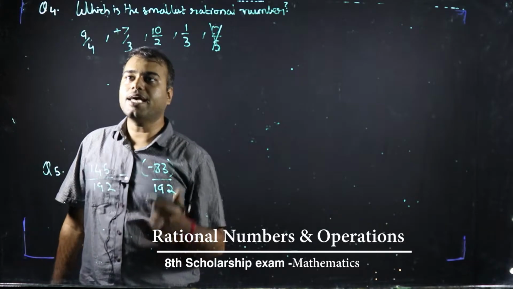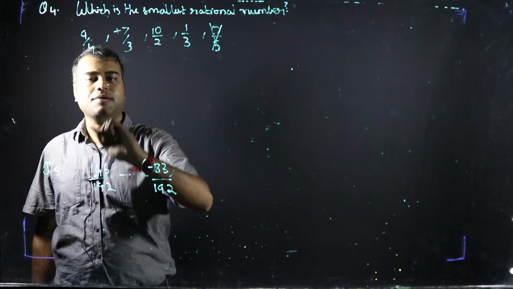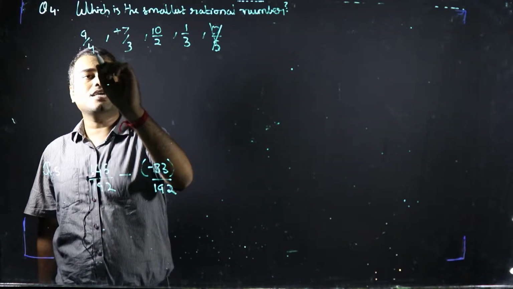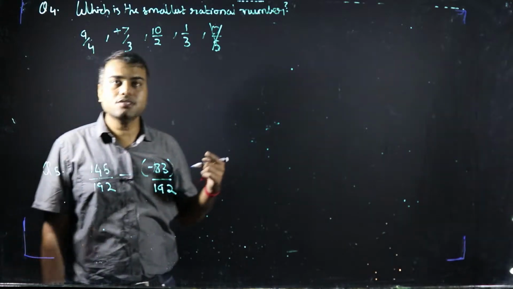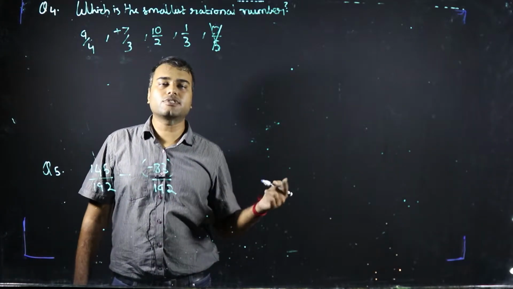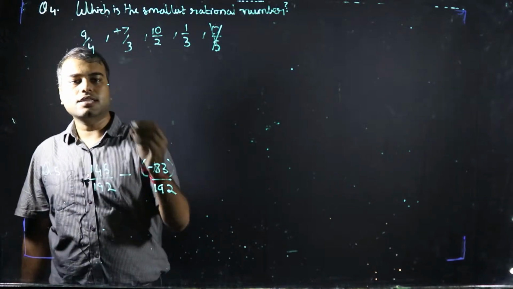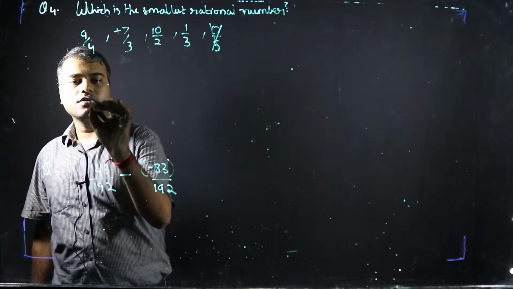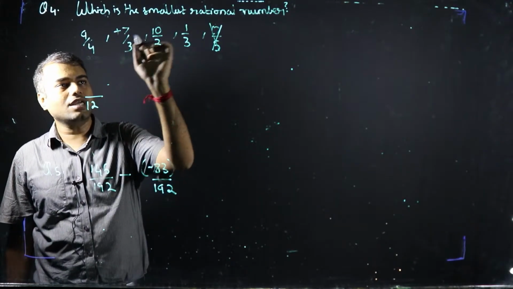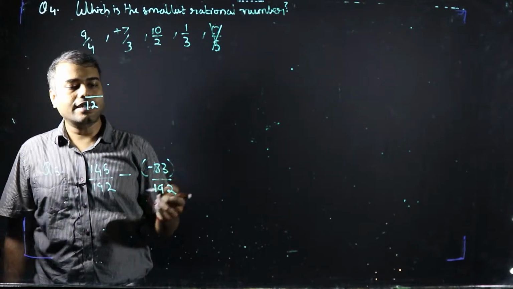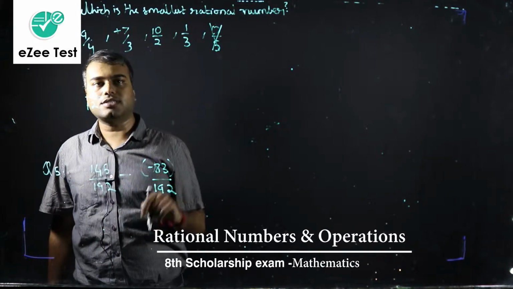How can we do this? To compare, as I taught you, we have to make the denominators the same. So what is the LCM of 4, 3, 2 and 3? Just think about it. What is the least number which comes in all their multiplication tables? The answer will be 12. Because 12 comes in the table of 4, 12 comes in the table of 3, 12 comes in the table of 2, and 12 is the least number that comes in the table of all these numbers.